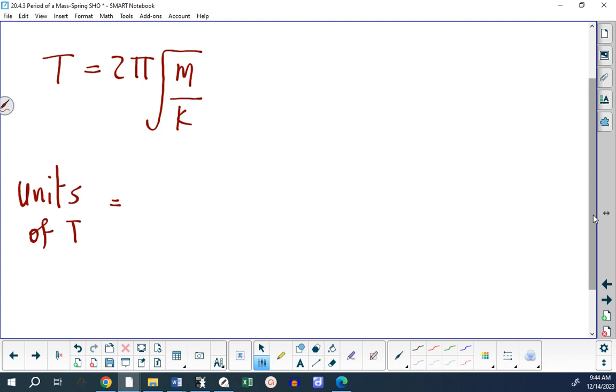Well, what are the units of the number 2? 2 is a unitless quantity. It's a number. It's the same with pi. Pi doesn't have any units because pi is a ratio of circumference of a circle to diameter. Whatever the circumference is divided by the diameter, you get the units canceling. But we do have units of this stuff. So the units of m over k will be the units of kilograms over newtons per meter.